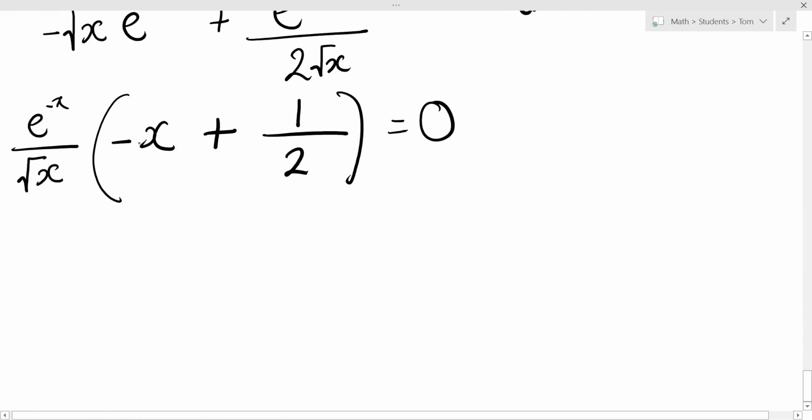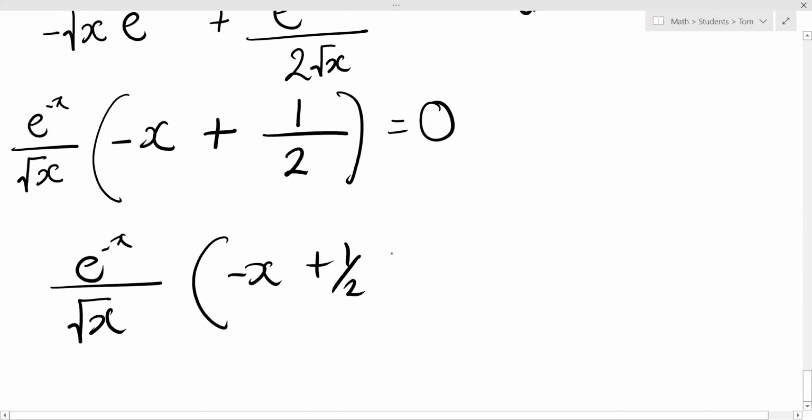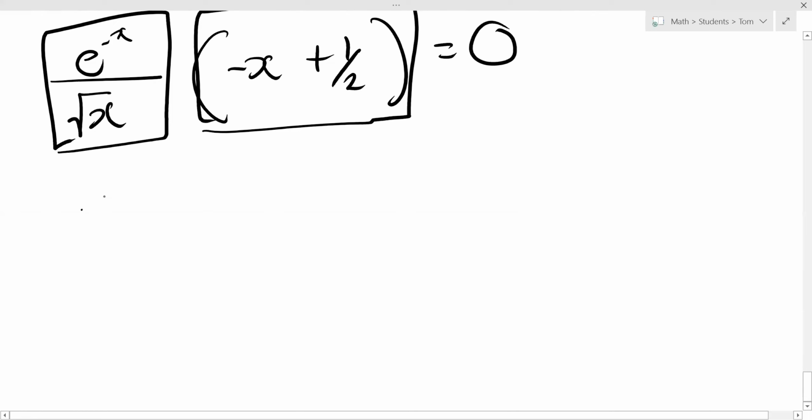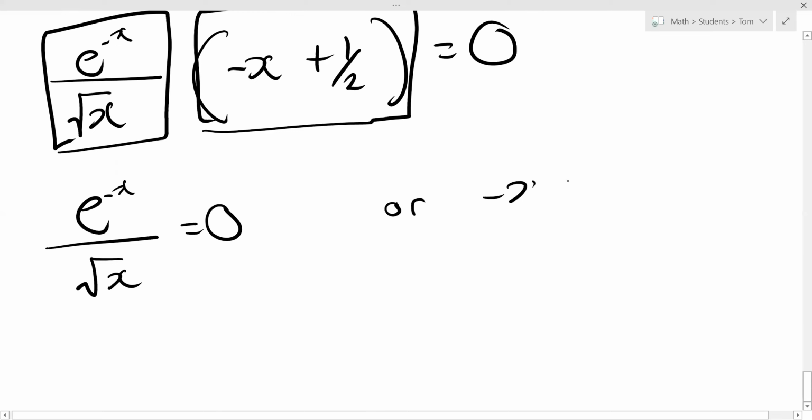Now if this is equal to 0, so this is multiplication, right? We have e to the power of negative x over root x, bracket negative x plus 1 over 2, is equal to 0. Since we're multiplying, either this is equal to 0 or this is equal to 0. So it's either e to the power of negative x over root x is equal to 0, or negative x plus 1 over 2 is equal to 0.